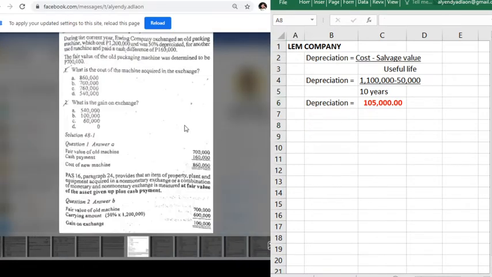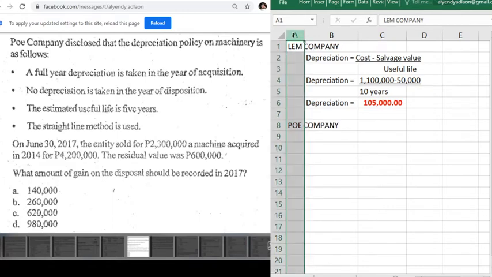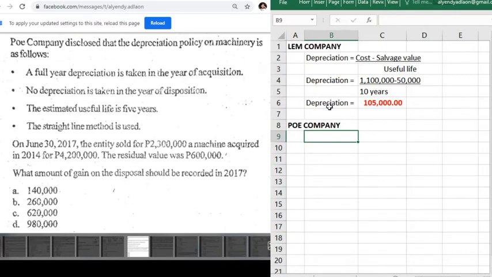Now let's proceed to the next problem. Poe Company. Question: what amount of gain on disposal should be recorded in 2017? So we are to record the gain on disposal. This means that the asset was disposed, or in other words, the asset was sold. So it may be before it was fully depreciated or during the time when the machine is not yet depreciated.